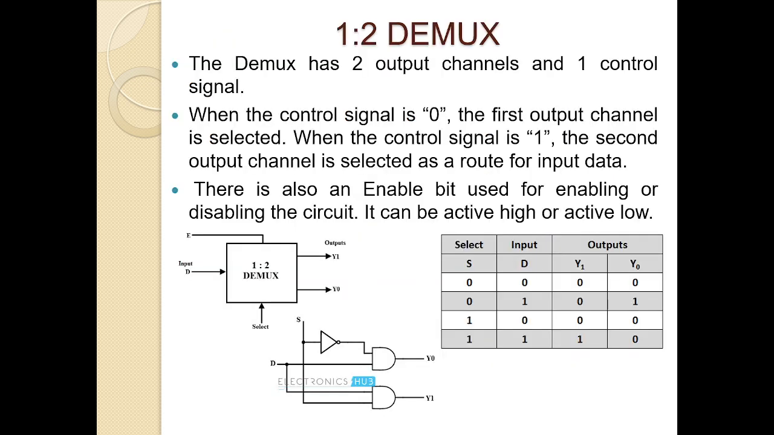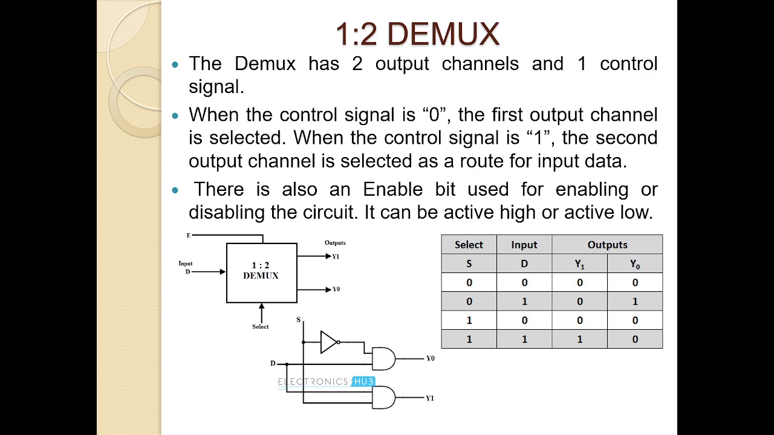Now we go for the 1:2 demultiplexer. The demux has two output channels and one control signal. When the control signal, that is the selection line, is 0, the first output channel is selected. When the control signal is 1, the second output channel is selected as the route for input data. There is also an enable bit used for enabling or disabling the circuit. It can be active high or active low.